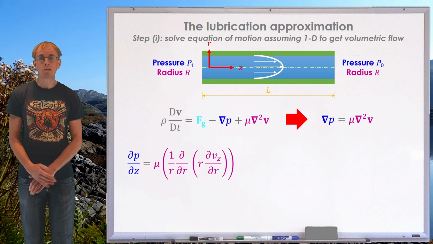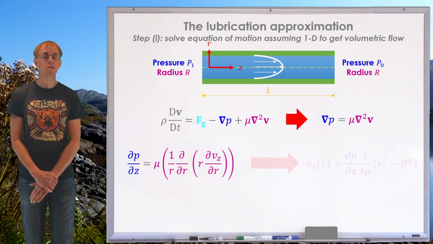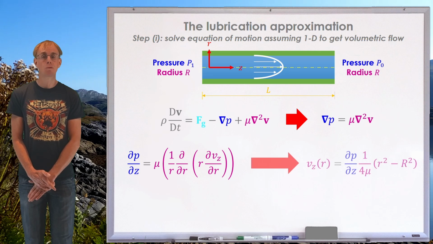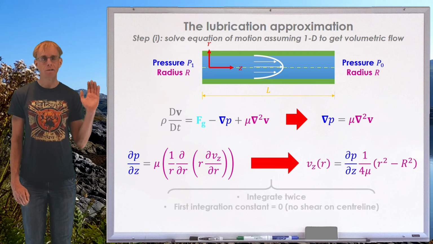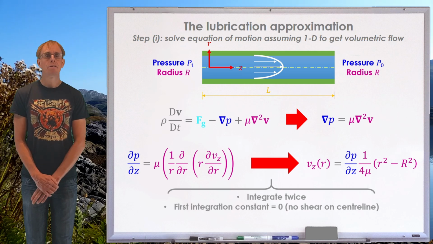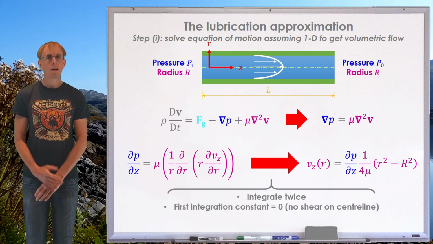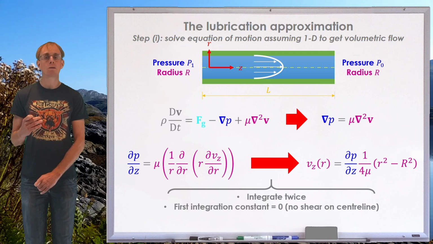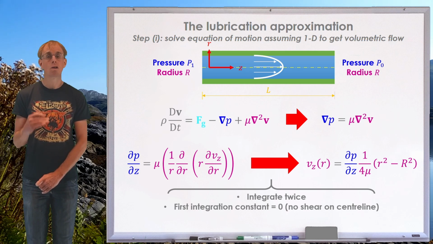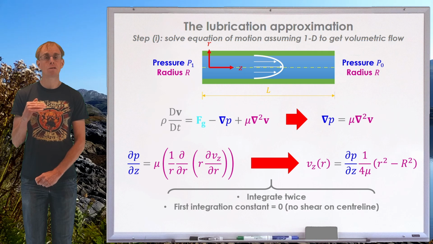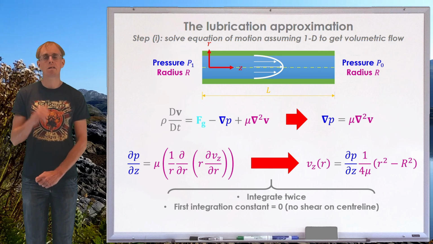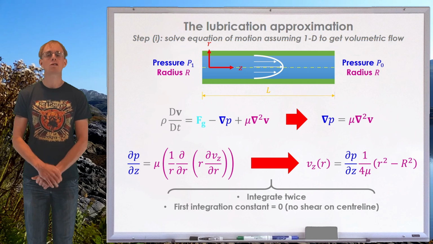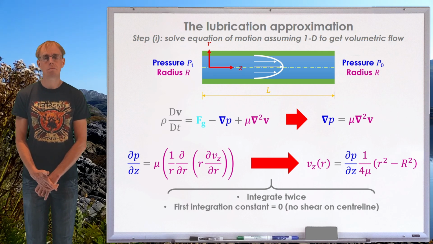Now we can solve this, and indeed you have solved equations of this kind many, many times before. So we get a parabolic velocity field, as expected. We've integrated that differential equation twice. On the first integration, we make use of the boundary condition that there's no shear rate, no stress on the centre line. So the derivative of velocity with respect to radius is 0 when r equals 0, which gives us our first integration constant equal to 0.